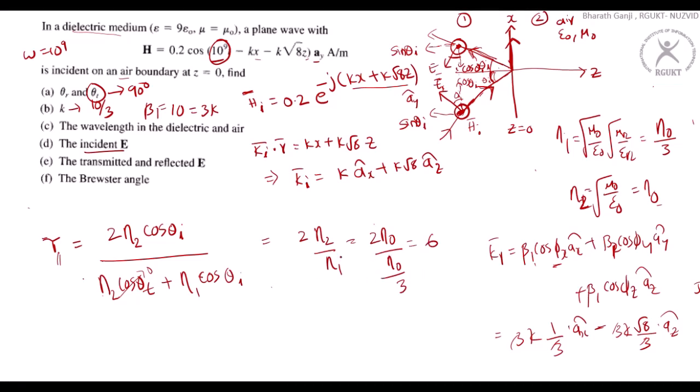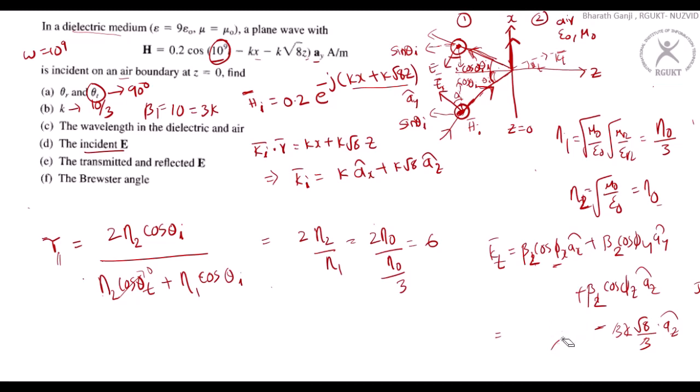But here, interestingly, what about the electric field, the transmitted electric field? If your vector was not on the z-axis, for example if your transmitted electric field was like this, and this is your theta t, then you might have written your kt bar as something like this, beta 2 times cos theta t in x and so on.